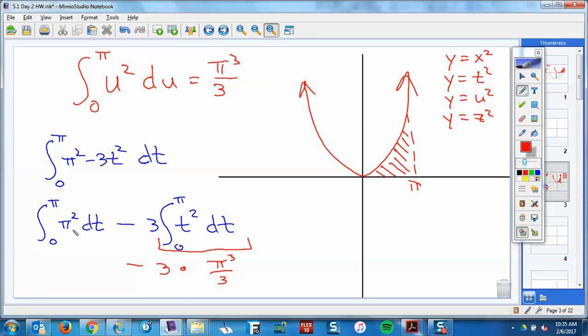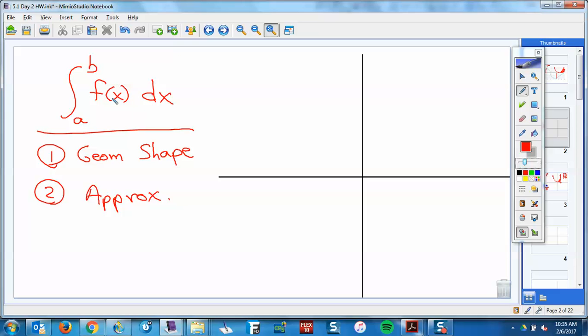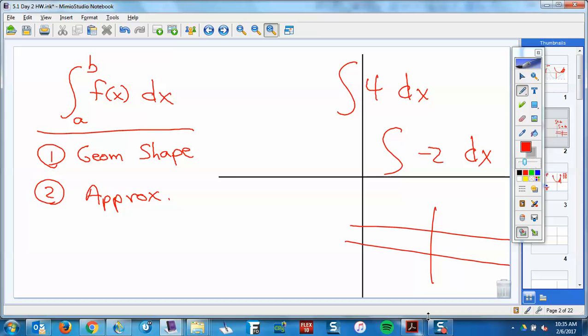Well, right. But here's the secret to this. What is pi squared? That's a number. It's just like having a 7 there. So that tells you your function is 7, or pi squared. What's the graph of y equals 7? Horizontal line. So anytime I have an integral of 4 dx, or an integral of negative 2 dx, all that is a horizontal line at y equals 4, or at y equals negative 2, right? If I have an integral of just a constant, that's a constant function. It's just a horizontal line.